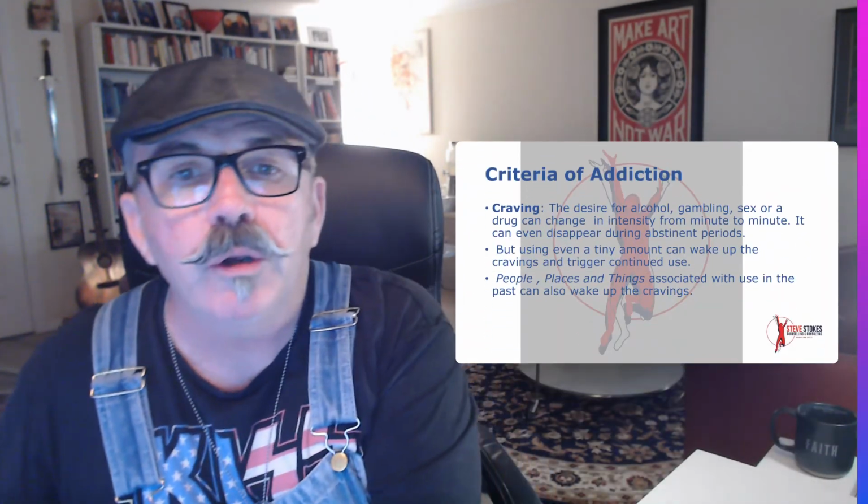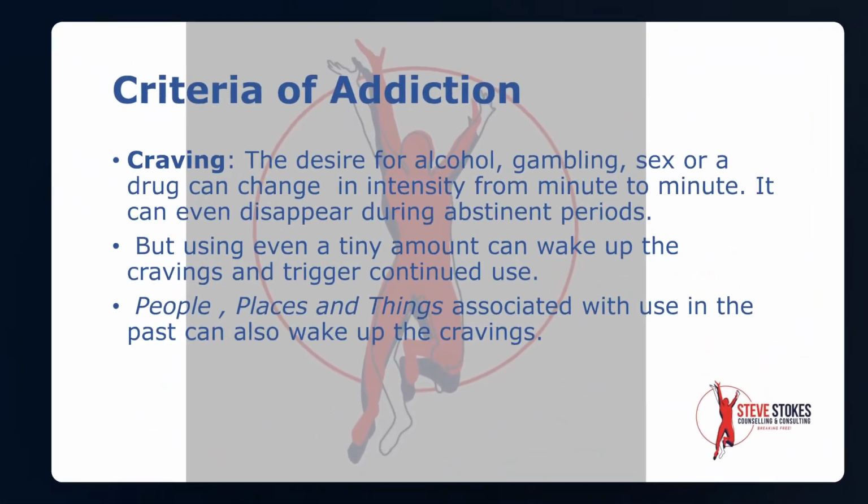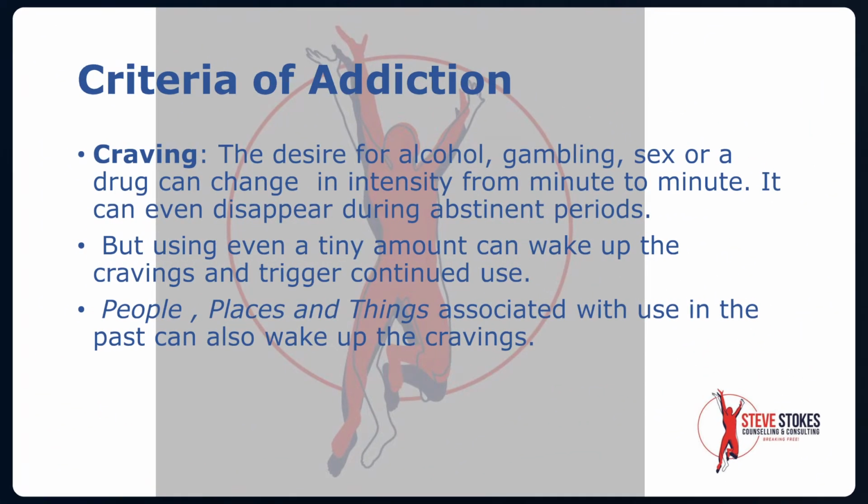The next criteria that we're looking for is craving. Now, craving's an interesting one because it's nearly a phenomenon, but it's one of those things we can track in the brain's reward, memory, and motivational circuitry like we talked about. So craving, the desire for alcohol, gambling, sex, or a drug, can change in intensity from minute to minute, and it can even disappear during abstinent periods. And this is one of those things that is really important to understand.